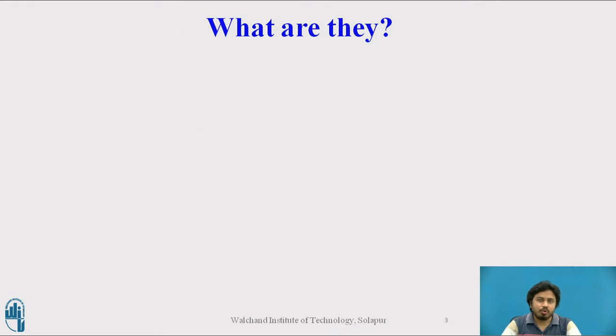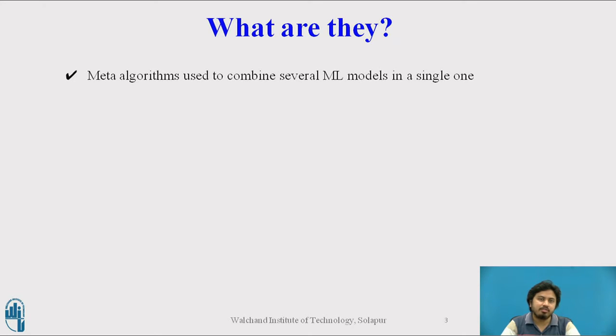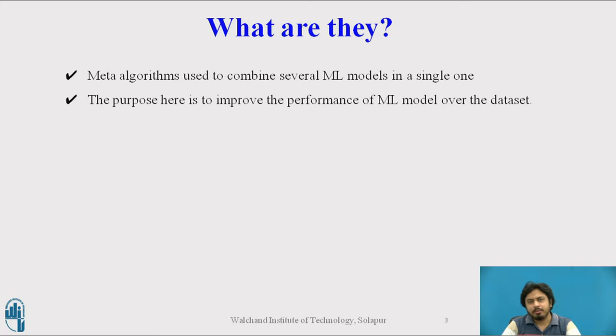So let us see what exactly this boosting method is. They are usually a part of ensemble methods. Ensemble methods are approaches to combine the predictive power of several ML models into one combined ML model. These are usually meta algorithms used to combine several ML models into a single one, and the main purpose is to boost the performance of the ML model over the data set.